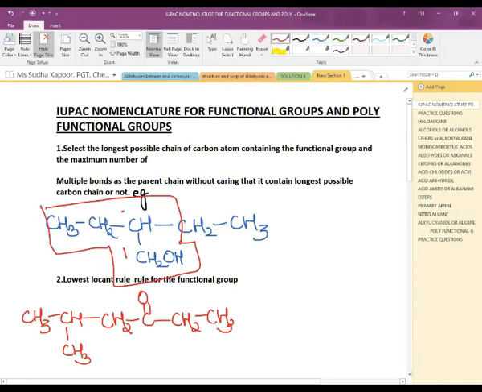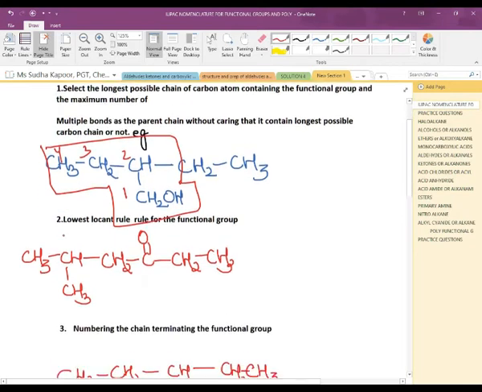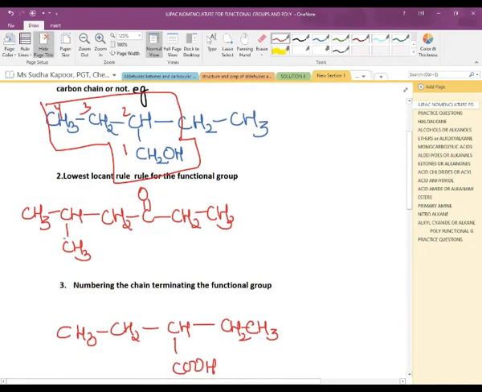That is 1, 2, 3, and 4. Now the second case, lowest locant rule for the functional group. In the second case, we have to give the lowest number to the functional group. So the functional group: 1, 2, 3, ketone is the functional group, 4, 5, and 6. So the functional group is given number 3 if we are moving from right to left. Otherwise it would be getting the number 4.